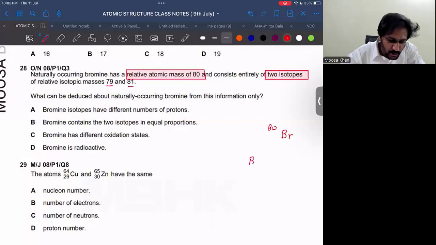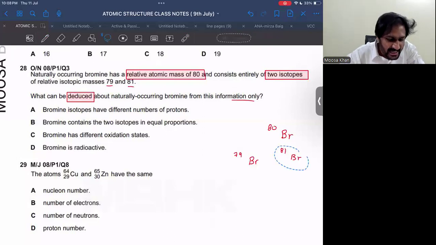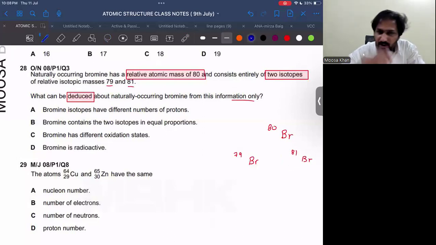If we have two isotopes of bromine, one with the mass number 79, the other one with the mass number 81, what can be deduced about the naturally occurring bromine from this information only? So actually what you have to do, हम इसको मुश्किल बना के इतना करना नहीं चाह रहे, but just for your understanding इसको थोड़ा सा हम लोग मुश्किल बनाते हैं, पहले सॉल्व करते हैं, फिर मैं आपको इसका शॉर्टकट बता दूंगा, ठीक है?